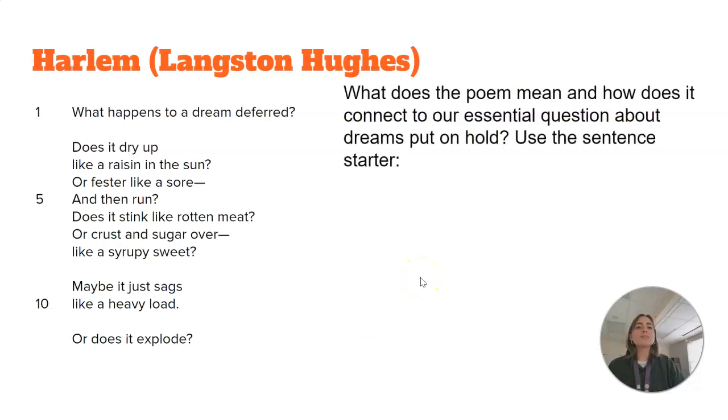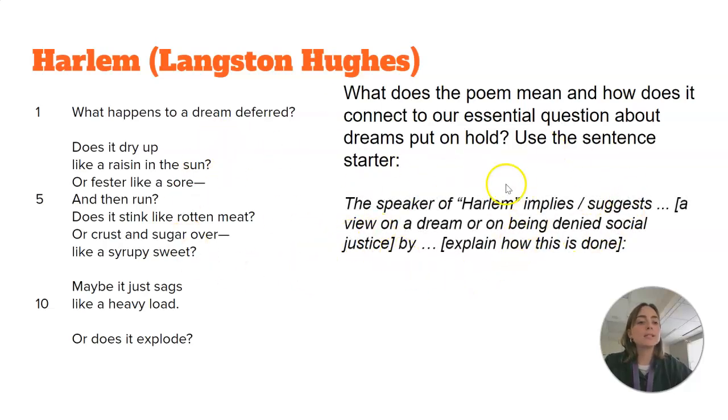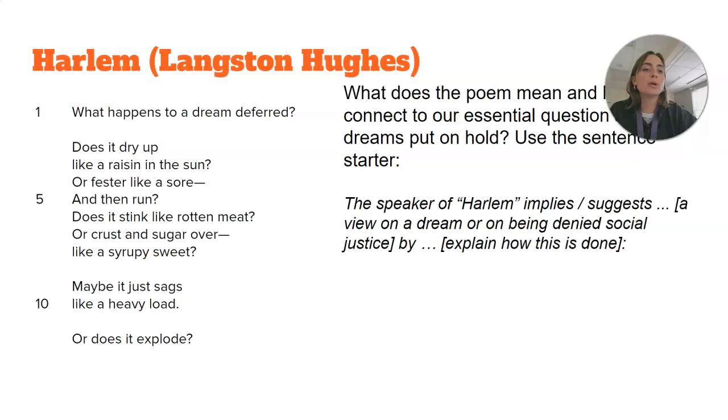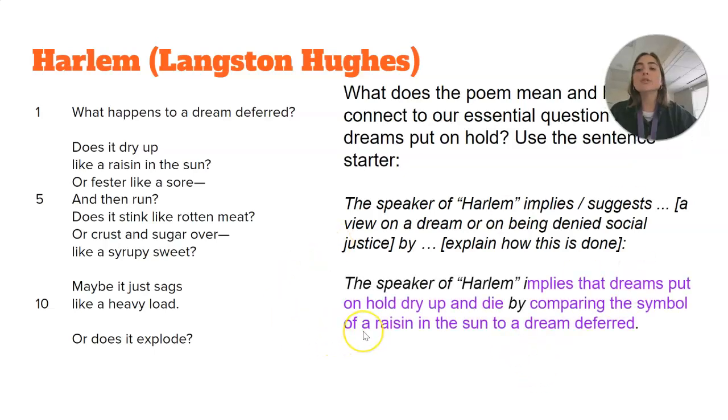So now we need to think about, what does this poem mean, and how does it connect to our essential question about a dream put on hold? In your packet, to answer number 5, you are going to be using this sentence frame or sentence starter to talk about what this poem is saying about a dream put on hold. For example, you might say something like, the speaker of Harlem implies that dreams put on hold dry up and die by comparing the symbol of a raisin in the sun to a dream deferred. So choose one of the symbols that Langston Hughes uses and talk about how it is being connected to a dream that is put on hold.